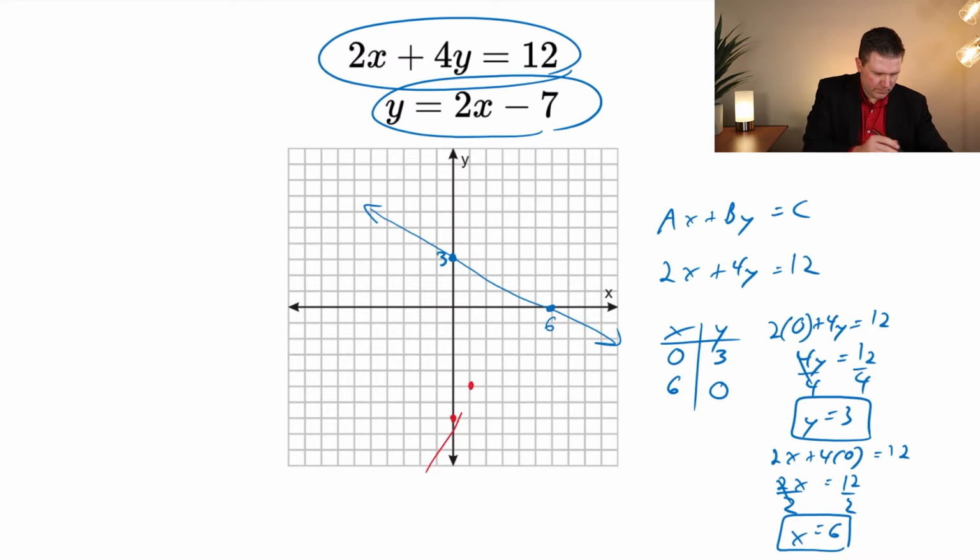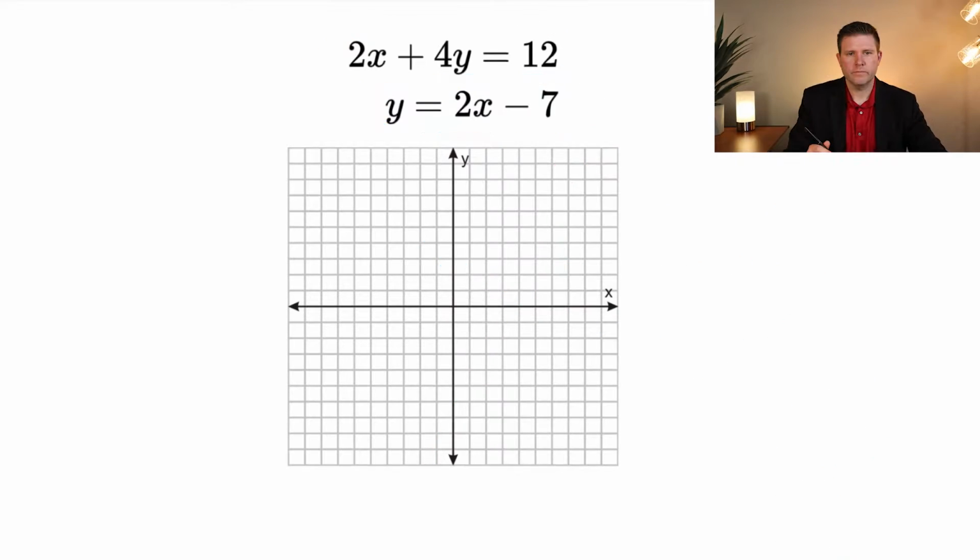And then, let me actually erase that. That was a little messy. So if we go up 2 over 1, there we go. And it looks like that point is going to be at 4, 1. And that's all.